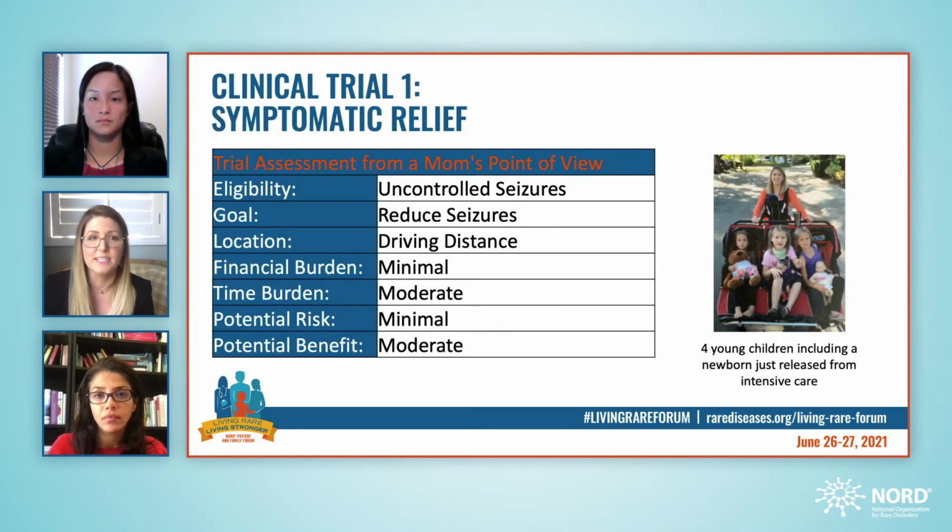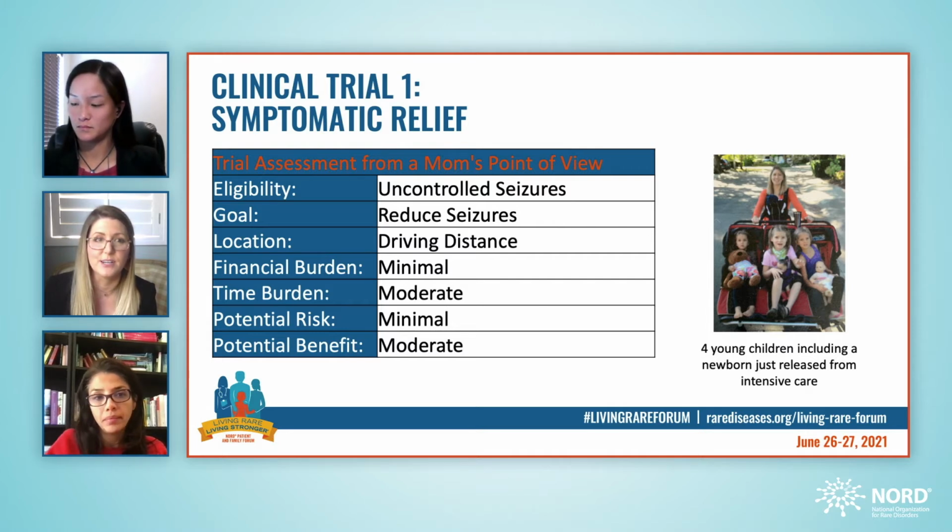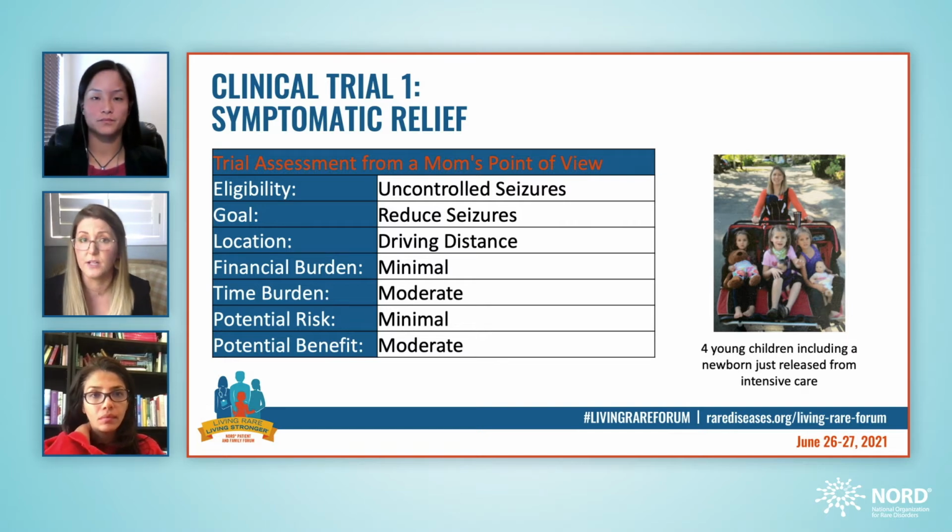Okay, let's jump in and talk about clinical trials. The first clinical trial that I'm going to talk about is one that Tessa participated in before we even had a genetic diagnosis and before we started our nonprofit. We found out about the clinical trial from our neurologist, and the drug, which is called Epidiolex, is now an FDA-approved treatment, but at the time, it was only available through a clinical trial.